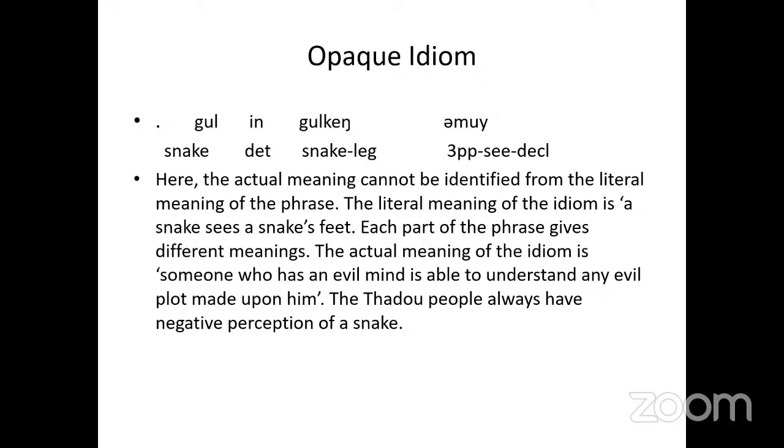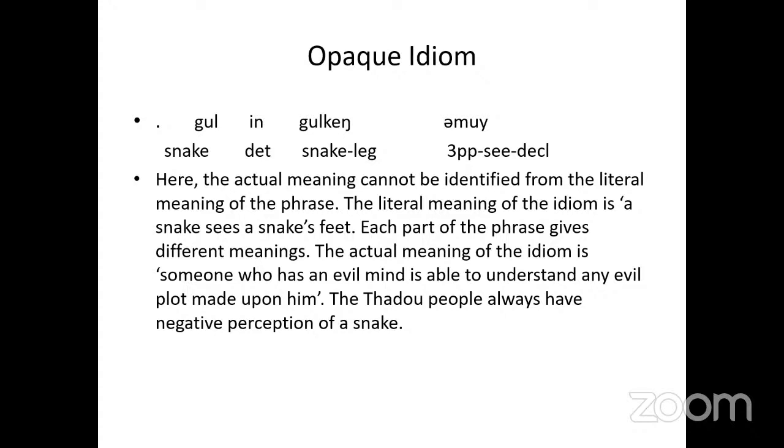And the next example is Gulin Gulkeng Amui. This gul means snake, and then in is the terminal. Gulkeng means snake, lake. Gul is snake, keng is lake. Amui is a declarative. Here, the actual meaning cannot be identified from the literal meaning of the phrase. The literal meaning of the idiom is a snake sees a snake's feet. This is the literal meaning. Each part of the phrase gives different meanings.